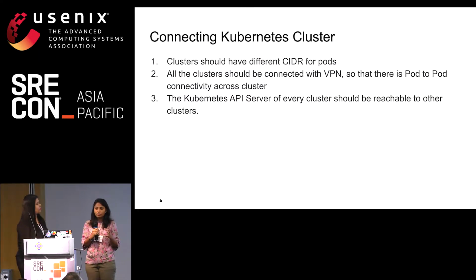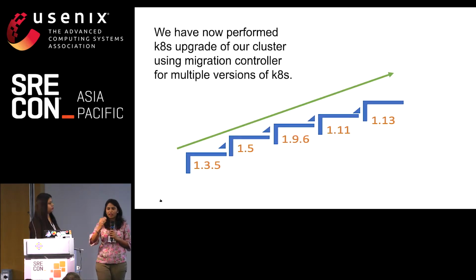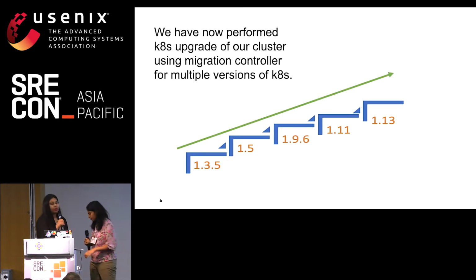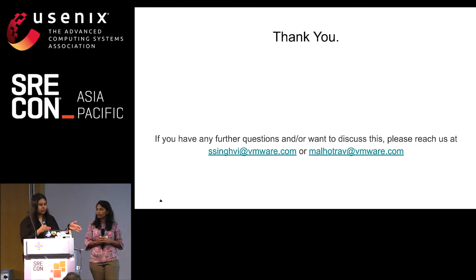Also, to summarize this, the connection between the Kubernetes cluster can be set up. You need a tunnel like AWS VPN. Then the pod IP should be different across the clusters, as well as the Kubernetes API server for each of the clusters should be reachable from either of the clusters. We have also updated our Kubernetes cluster from 1.3.5 all through 1.13.5 versions basically, and using this service. So, and it happened completely seamlessly.